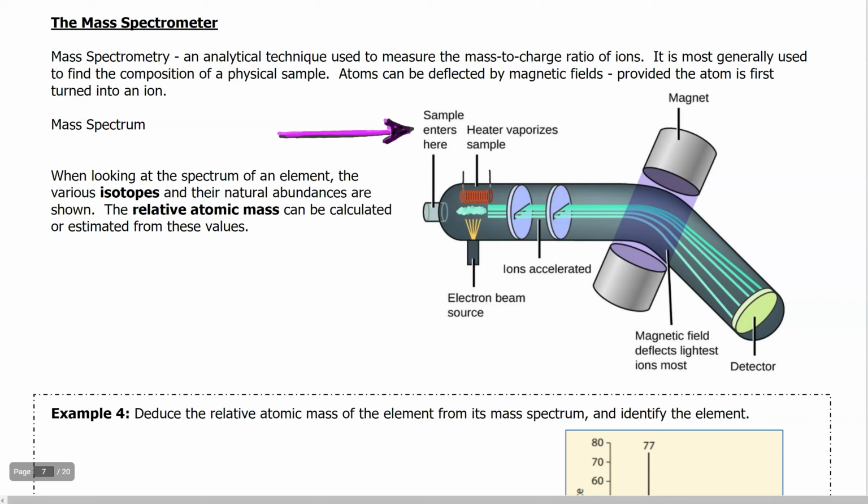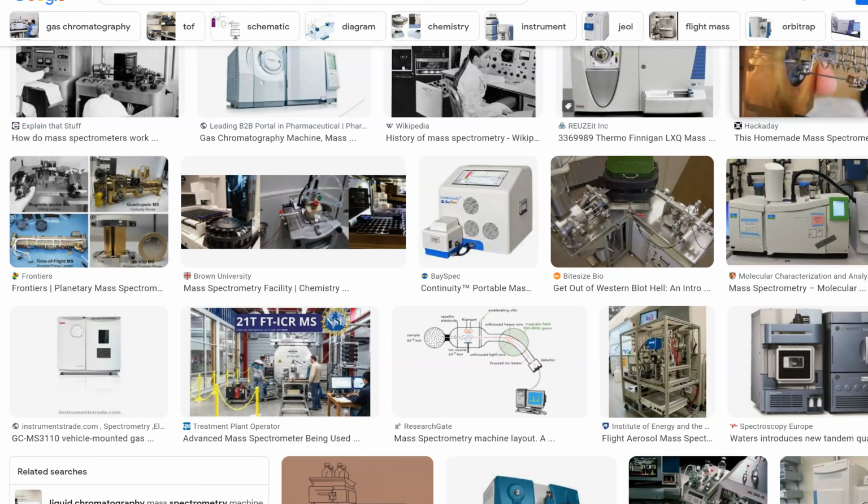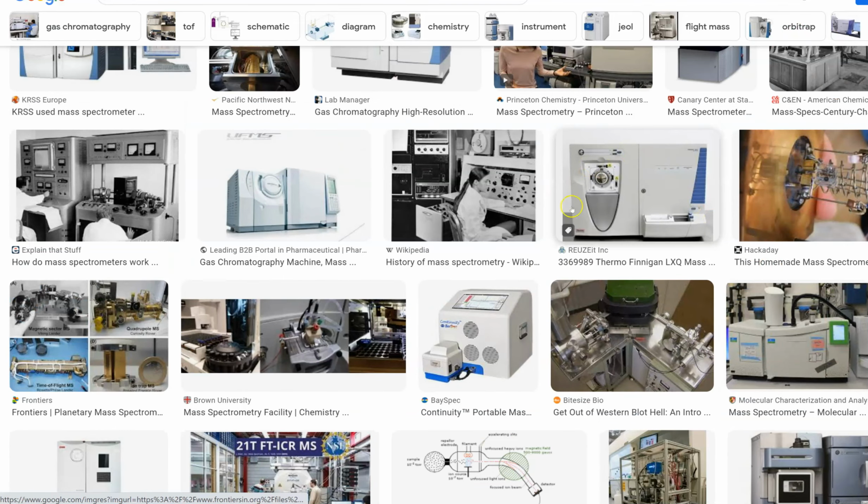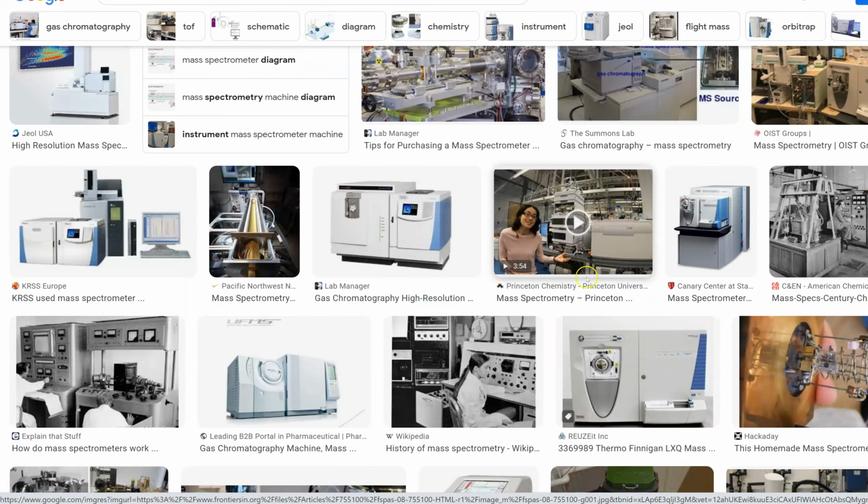This would be in that type of setting. These are too expensive for a high school setting. If you go to Google and do a quick search for mass spectrometer or mass spectrometer machine, which I did here, you'll see that you just get pictures of machines. So this type of thing would sit on a table. You can kind of see the size here.